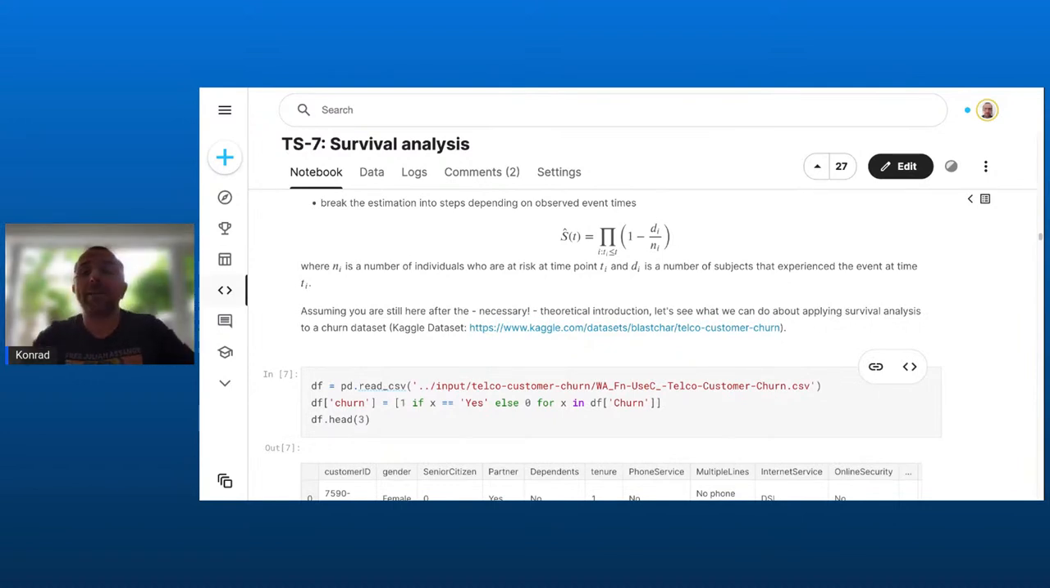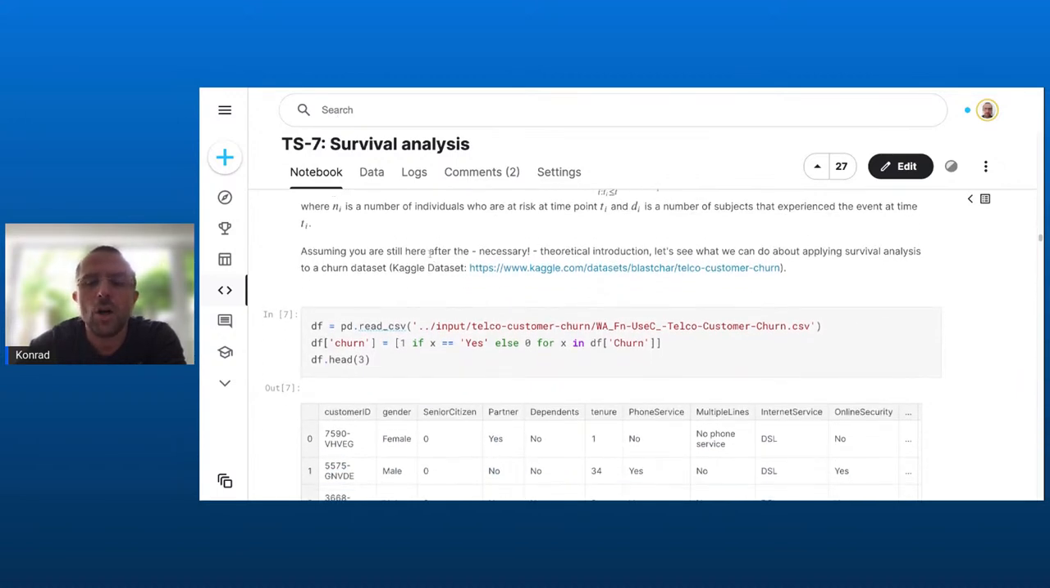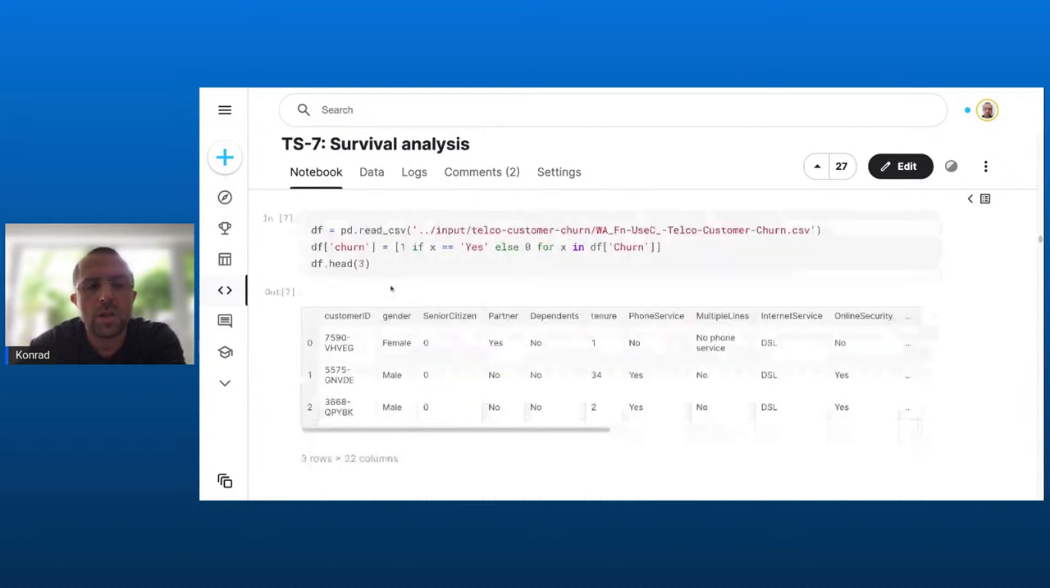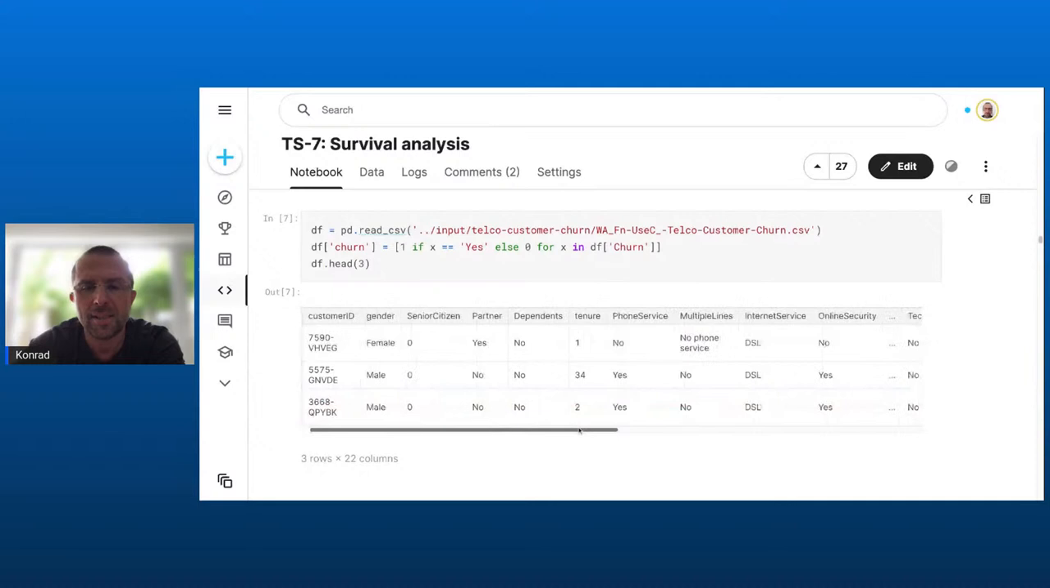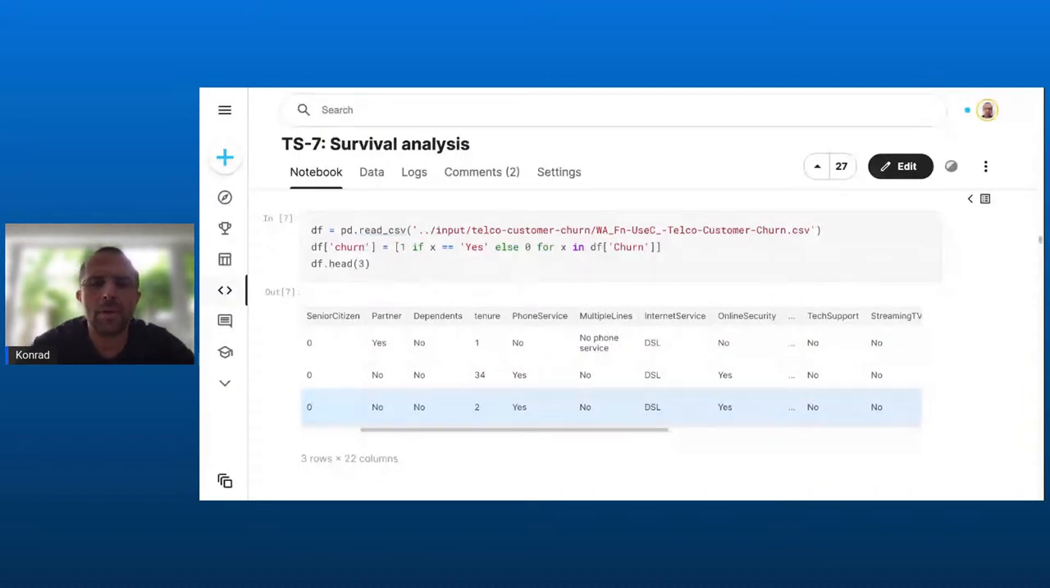How do we actually apply this in practice? I'm going to be using the dataset on customer churn in telecommunication. You can find the link here. This is what a typical dataset like this would look like: customer ID, a bunch of characteristics, gender, senior citizen, what kind of lines they had, payment methods, etc. Importantly, tenure. Tenure, as far as we are concerned, is the duration of the event, because that's the time associated with each case, the scale on which we measure what happened.